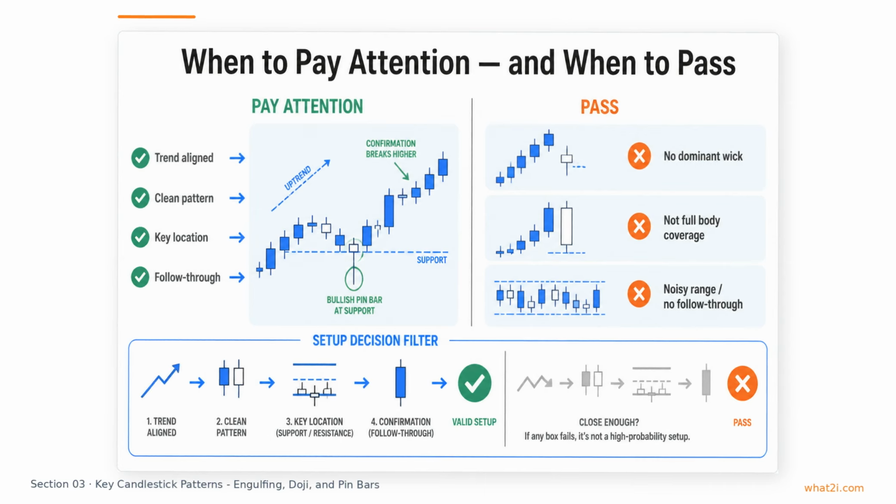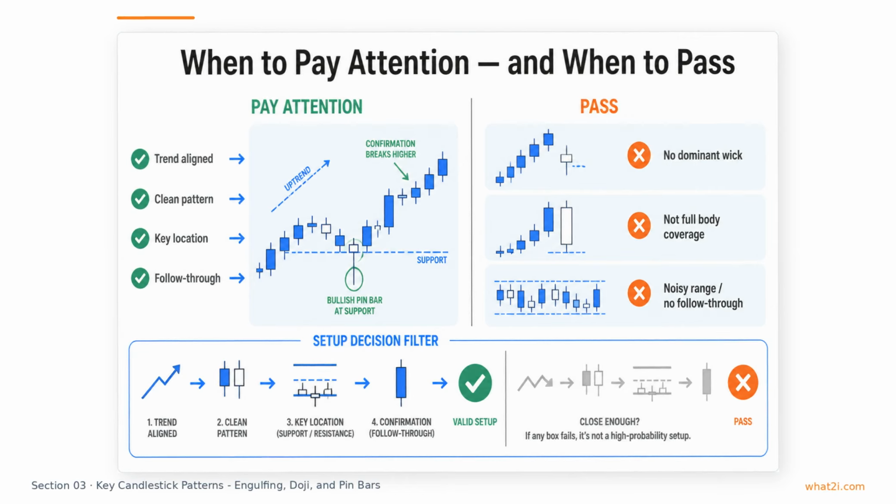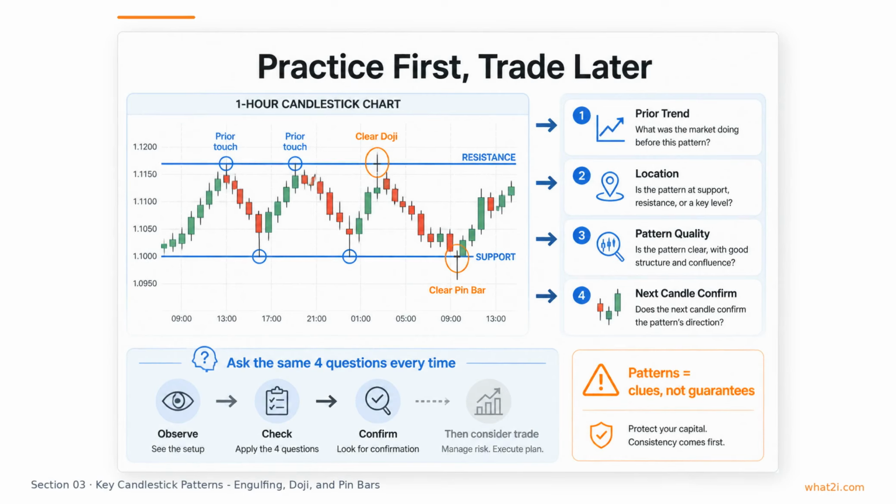Weak pin bars with no dominant wick are easy to overrate, and partial body coverage should not be labeled as a true engulfing pattern. Patterns that appear inside noisy ranges are also often less reliable because the surrounding structure is unclear. In practice, this means you should be comfortable passing on many setups. Good trading often comes from selectivity. If the evidence is only halfway there, it is usually better to let it go. The goal with candlestick work is to build recognition without feeling the need to trade every pattern you see.